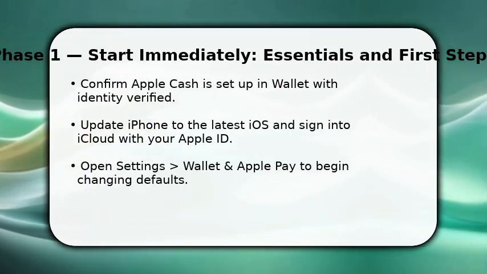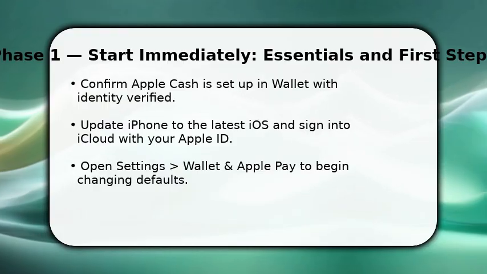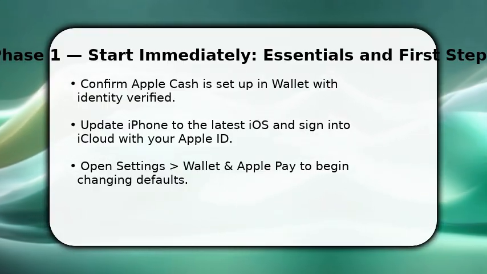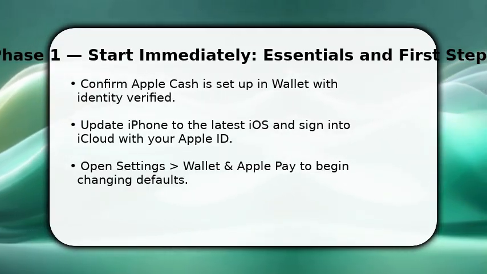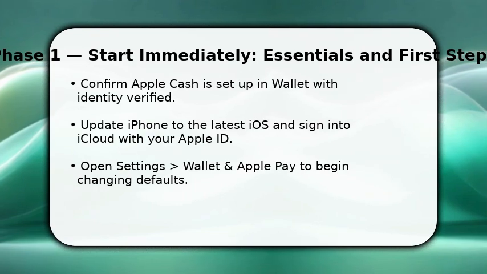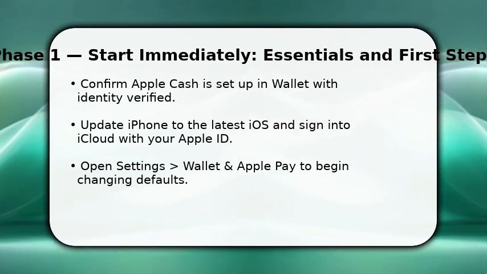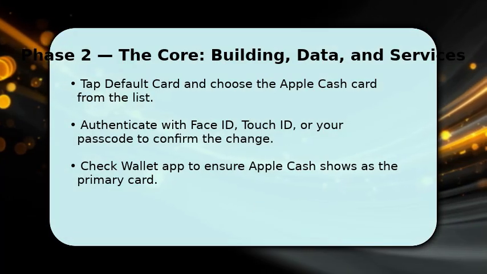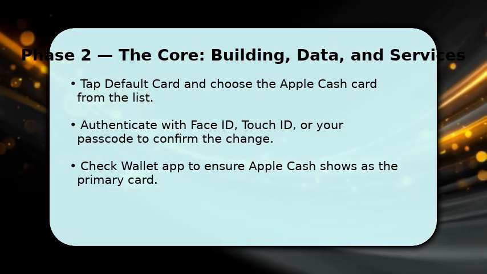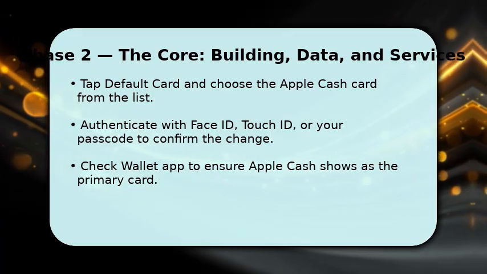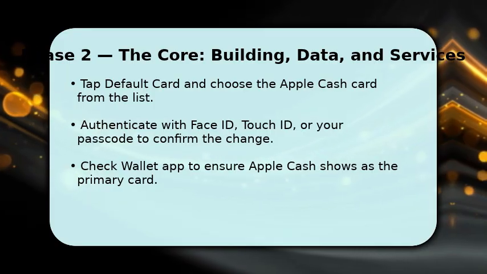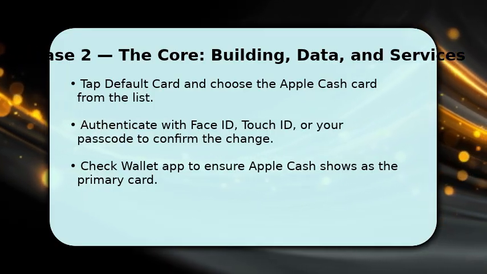Make sure Face ID or Touch ID is ready, because the change may require authentication. Proceed when prompted so the phone records Apple Cash as the preferred payment method. You'll select Apple Cash from the default card list, tap it firmly, then authenticate when the prompt appears. This action forces Wallet and Apple Pay to route eligible payments to Apple Cash first. It affects contactless terminal payments and many in-app purchases.